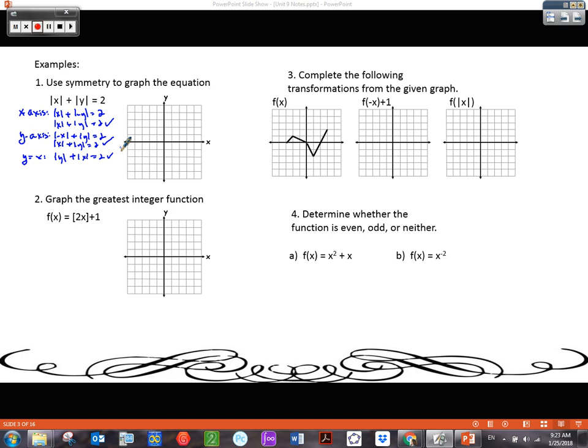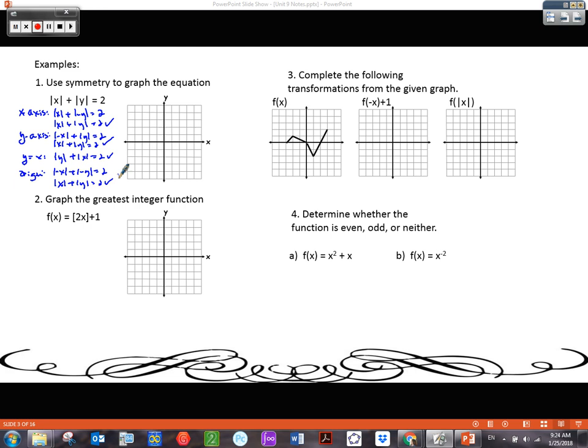The last one is the origin symmetry, which is also odd. We're going to do the test where we replace x with negative x and y with negative y. And then simplify. And it has origin symmetry also. Whew, this little guy has got all 4 types of symmetry.